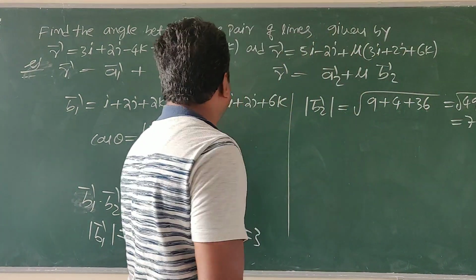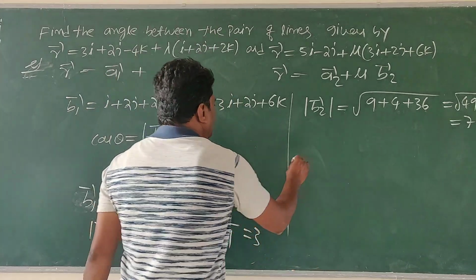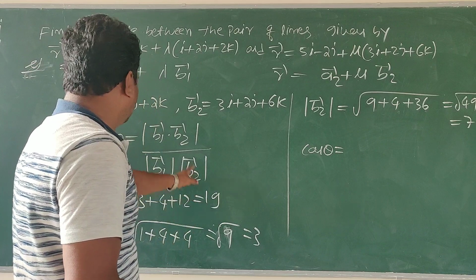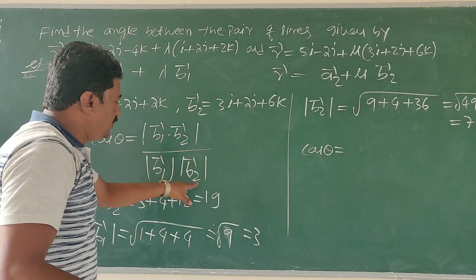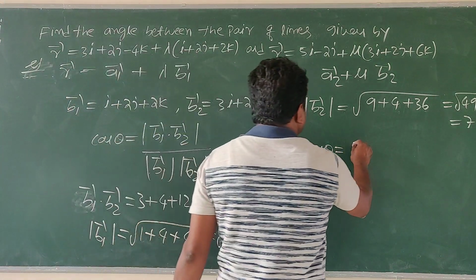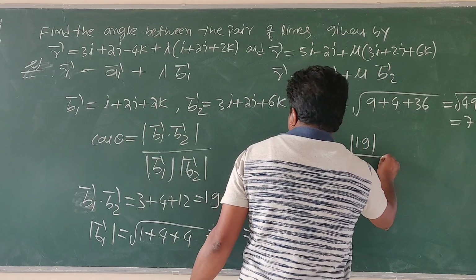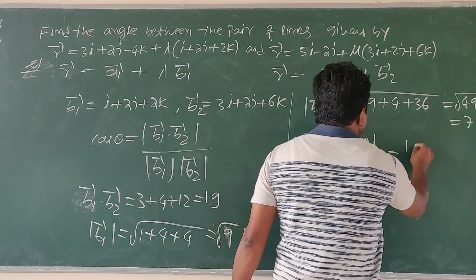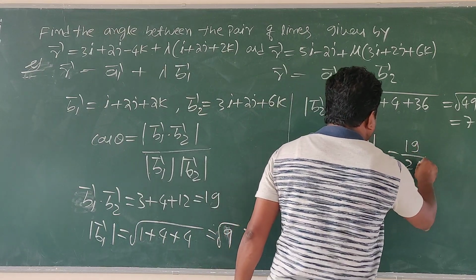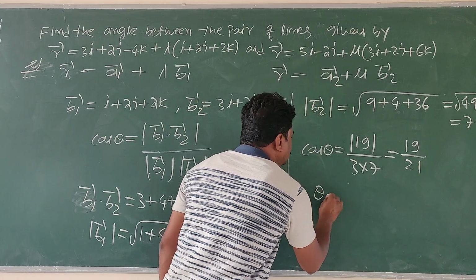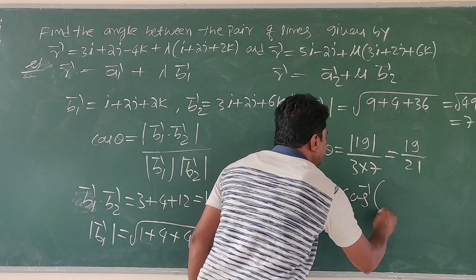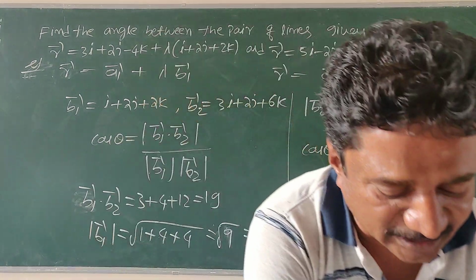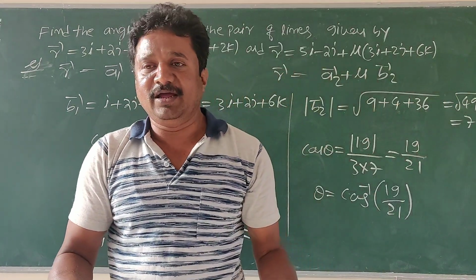Now substitute in that cos theta formula. Cos theta equals b1 dot b2, which is 19. How much is mod 19? 19 only. So mod 19 by length of b1, 3, into 7. Mod 19 is 19. 7 threes are 21. So tell me theta, students: cos inverse 19 by 21. What is the angle between the two lines? Cos inverse 19 by 21.